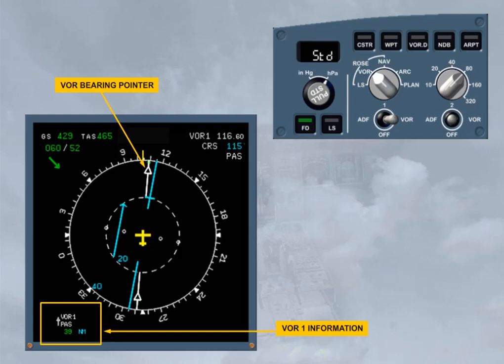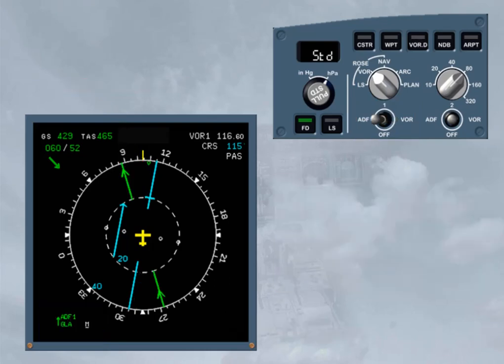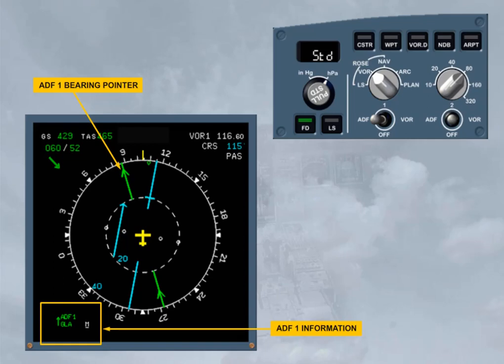Let's change the selection on the EFIS control panel to display ADF1 instead of VOR1. This is achieved by moving the number 1 ADF VOR selector to ADF. We will do it for you. The white VOR bearing pointer has been replaced by a green ADF bearing pointer. The VOR information on the bottom left of the display has been replaced by ADF1 information. Notice that the selection of the pointer has not removed the deviation information for VOR1.